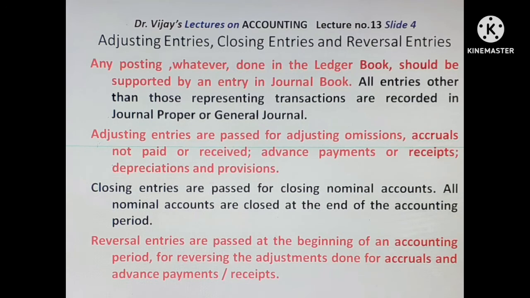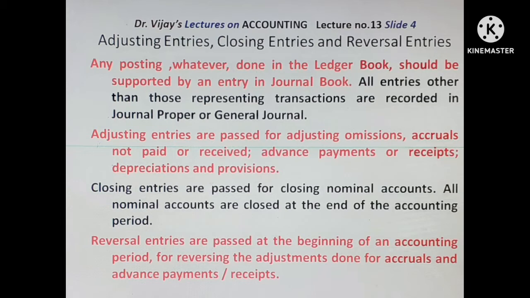Slide 4 explains what is adjusting entry, closing entry, reversal entry, etc. Any posting, whatever done in the ledger book, should be supported by an entry in the journal book. This is a very important information. Whatever posting is shown in ledger book should be supported by an entry in any journal book. All entries other than those representing transactions are recorded in the journal proper or general journal.